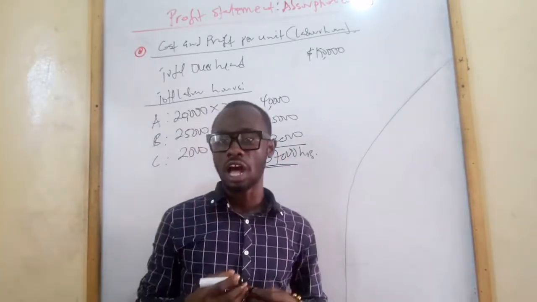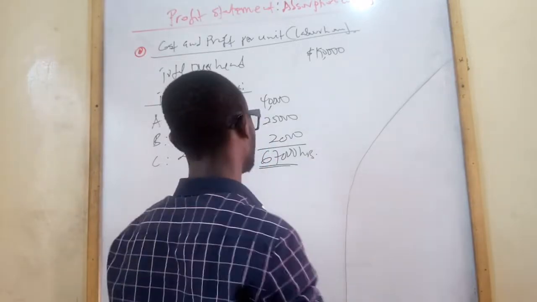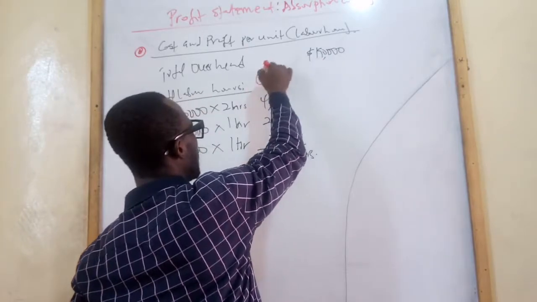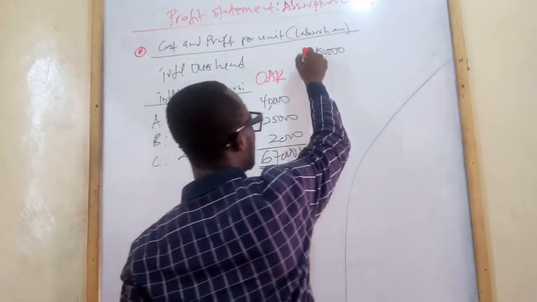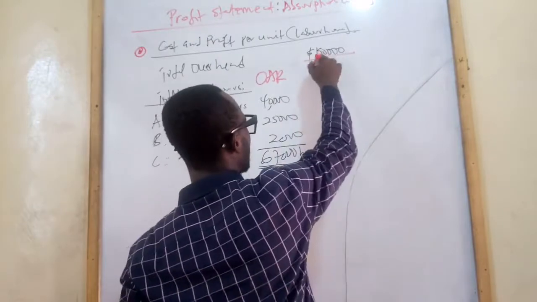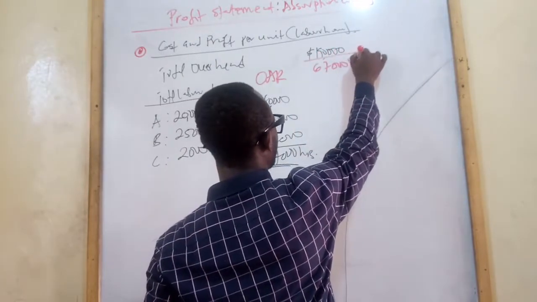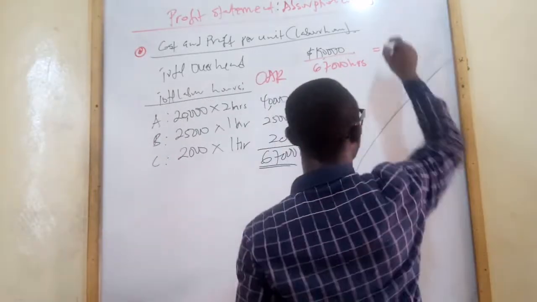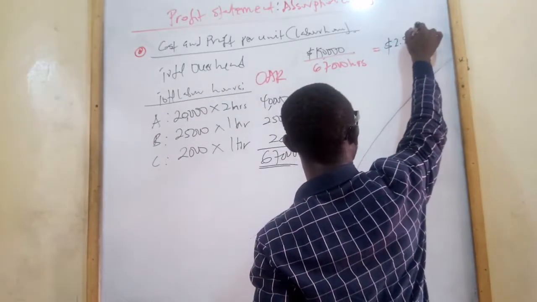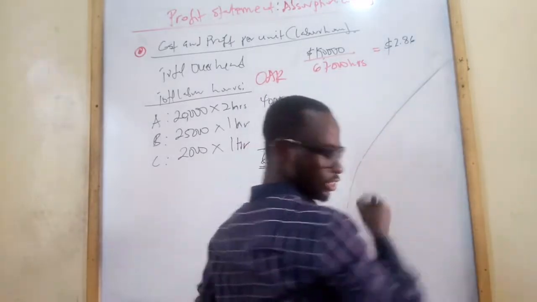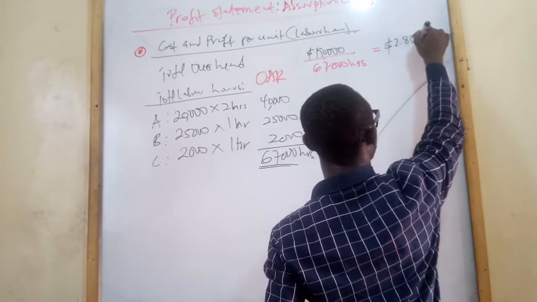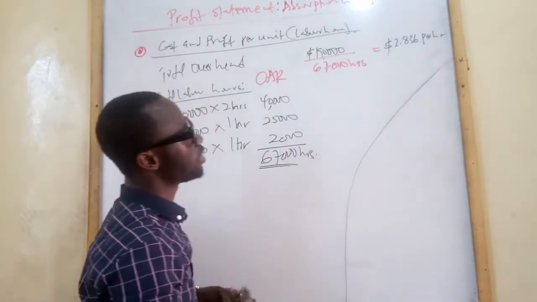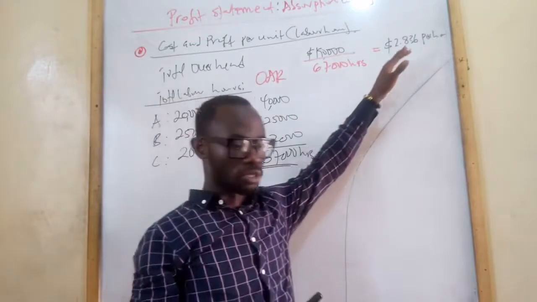So once we have the total hours of 67,000 hours, we calculate the overhead absorption rate. Your overhead absorption rate is going to be your total overheads divided by 67,000 hours. So what will be our total overheads? That will be $2.836 per hour. So that is the overhead absorption rate.